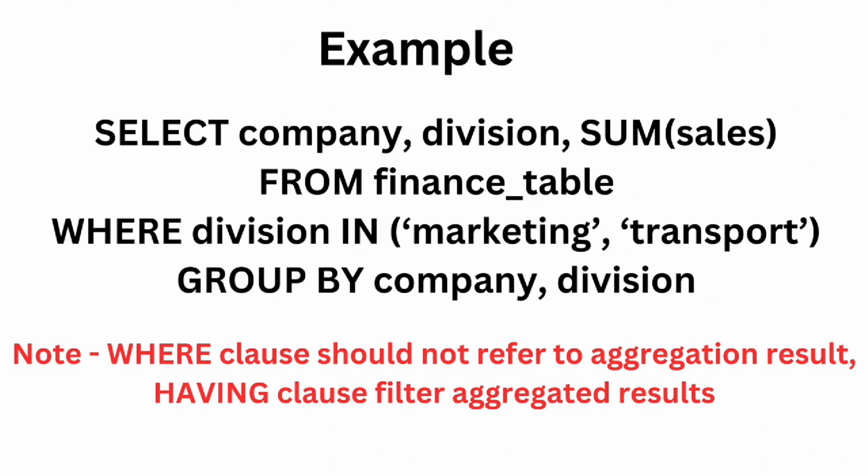So notice what we're doing here is we're saying select company, division, sum of sales from finance table, where division is in marketing and transport, essentially filtering out the divisions before we actually perform the group by on the company and division. And again, notice here, company and division appear in the group by. Sales does not because it has the aggregate function associated with it.